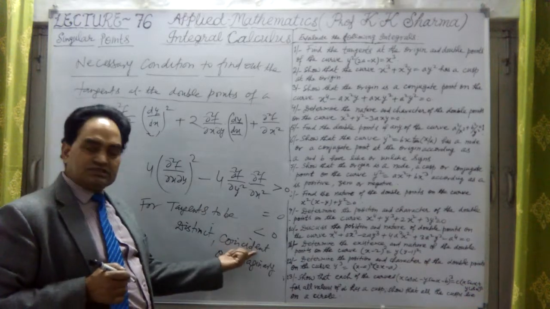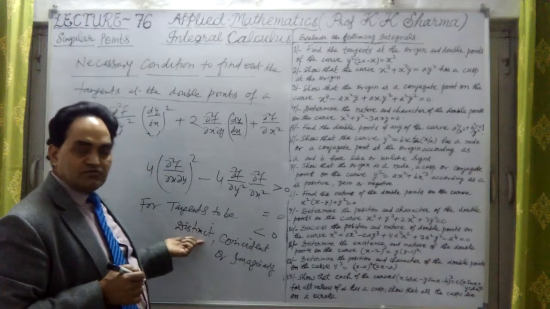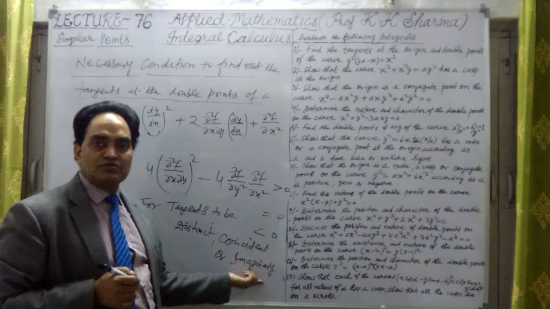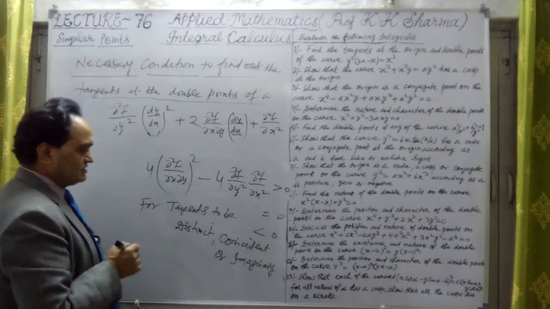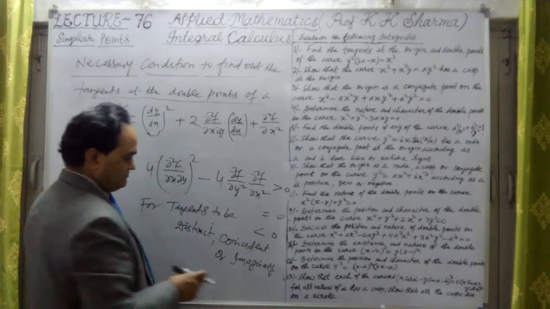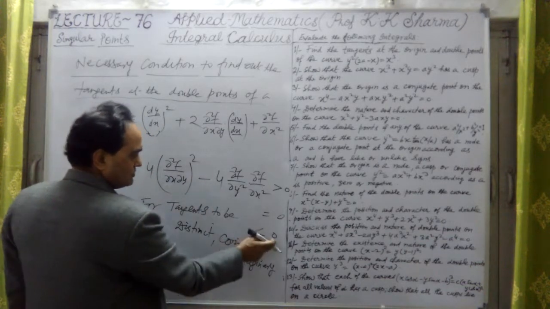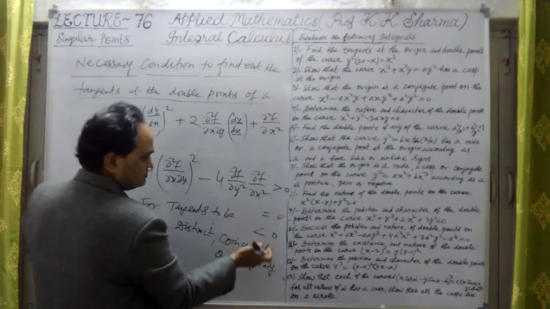When coincident tangents are there, it will represent a cusp. When distinct, then a node, and imaginary in case of conjugate points or isolated point. The isolated point I haven't defined yet, but I will define it. So this is imaginary. For imaginary, b square minus 4ac must be less than 0.